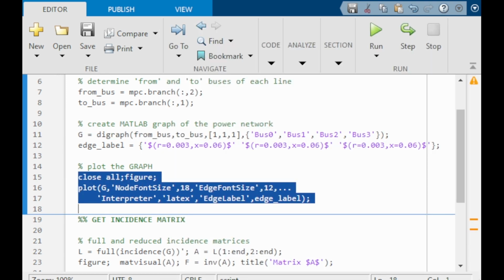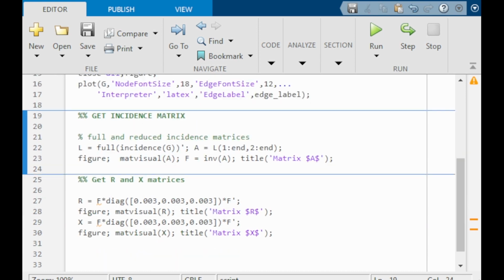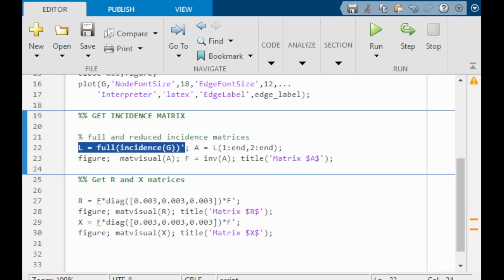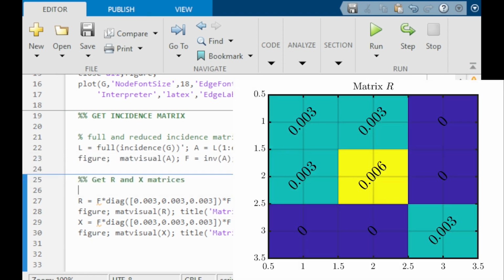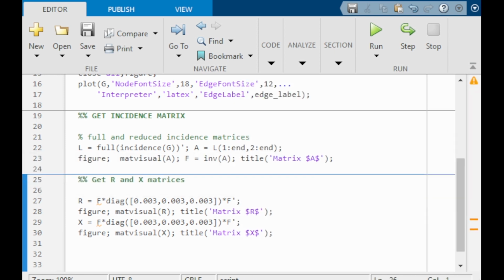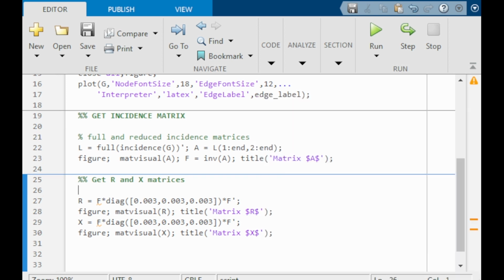Now we are interested in getting the incidence matrix of this graph, so for the same we use the incidence function in MATLAB. Finally, in order to get the R and X matrices, we use the formula that R equals F times diagonal of the resistance times F transpose, and similarly X has the same formula except we use the diagonal of the inductances. Here F is the inverse of the reduced incidence matrix which we just derived.